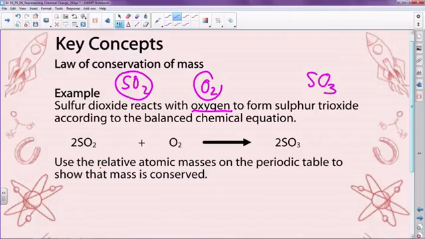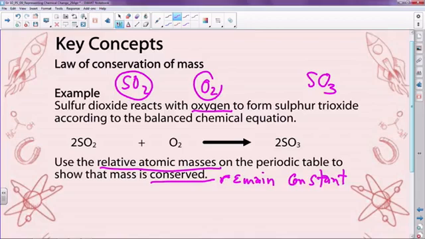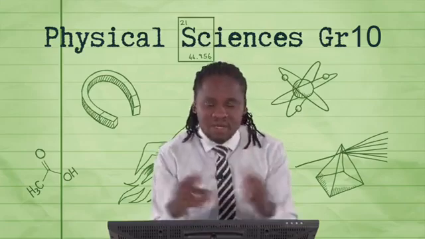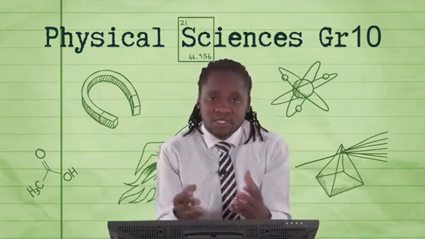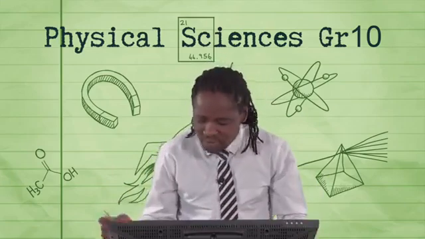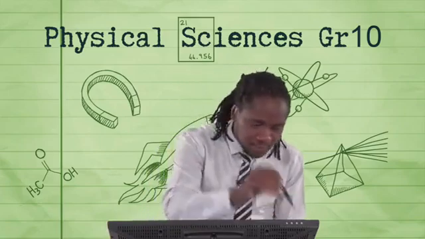Now the question says, use the relative atomic masses on the periodic table to show that the mass is conserved or remains constant. Very important to refer to the periodic table because it gives us a guide as far as the relative atomic mass of each and every element. If we've got a compound, we shall consider the individual elements that make up that compound. If it's oxygen as a diatomic, we refer to the mass and, because it's diatomic, we shall multiply it by 2. Let's go directly to the periodic table and check the masses.